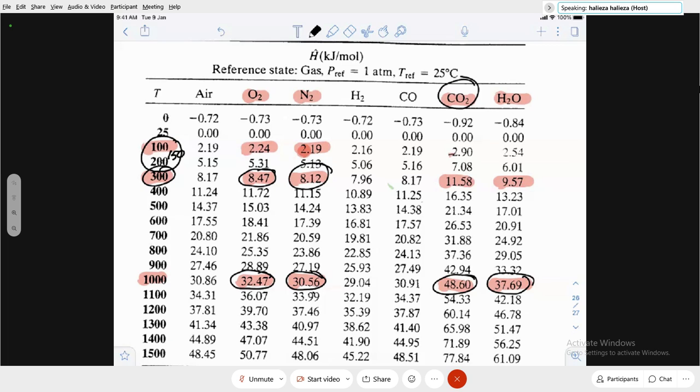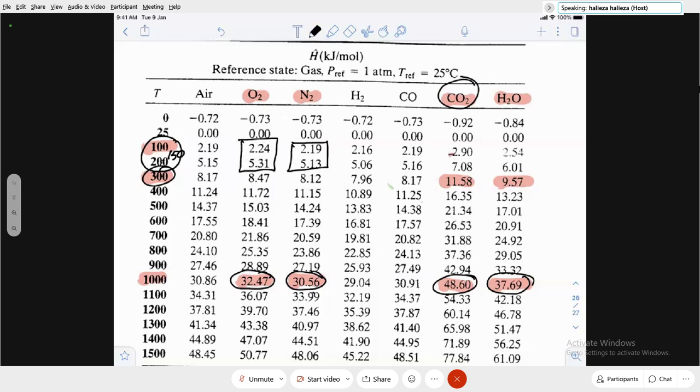So you need to interpolate somewhere here. Okay? So for nitrogen and oxygen, you need to interpolate. So let me erase this. Okay, so you need to interpolate between 100 and 200 at 150. You need to interpolate between those two values for your oxygen and nitrogen.